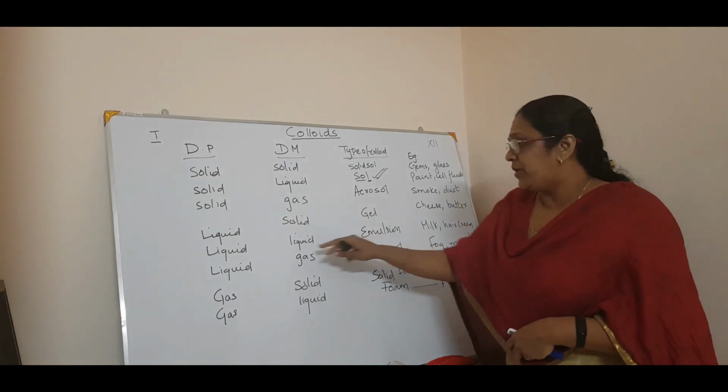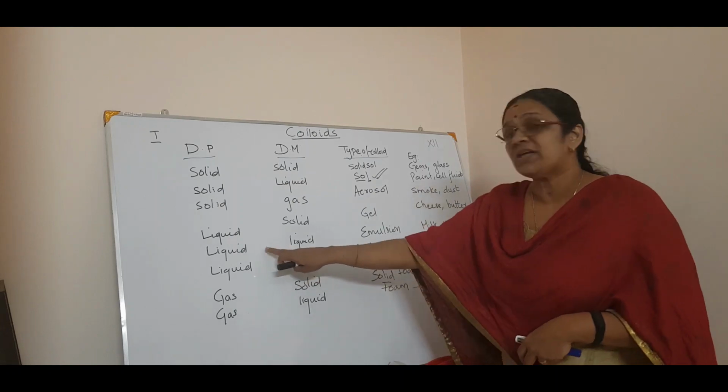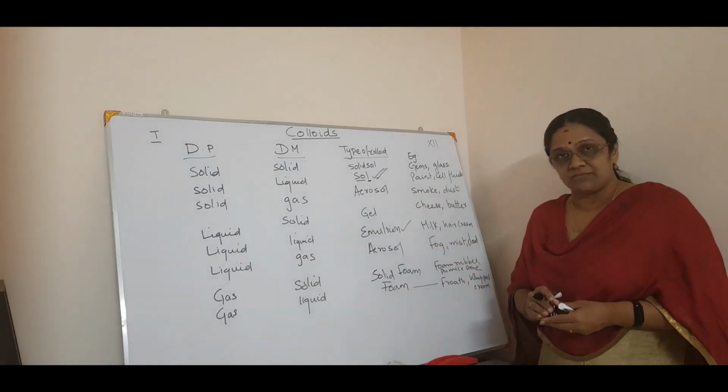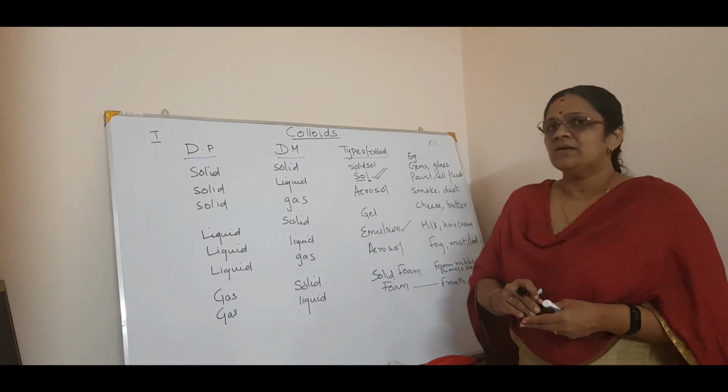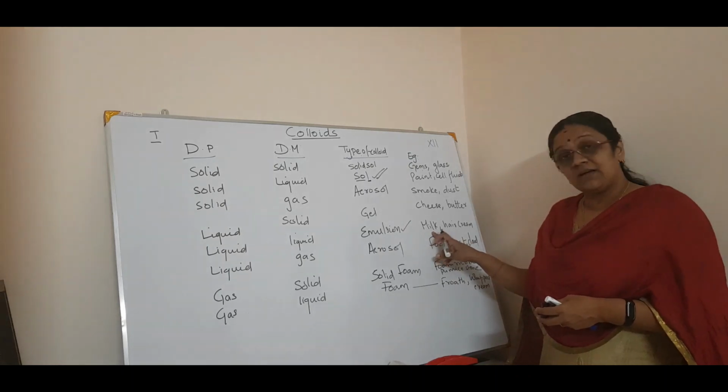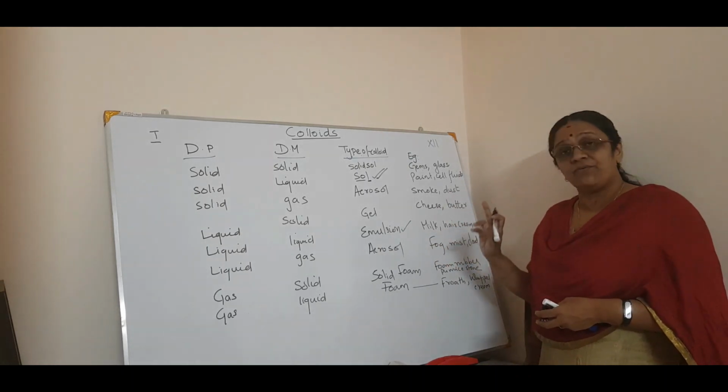Okay. Now next is liquid, both are liquid. This is also important. That is emulsion. You name it as emulsion. Have you heard of emulsion? In soaps. Okay. Soaps and detergents. Now milk, hair cream, etc. are the examples of emulsions.